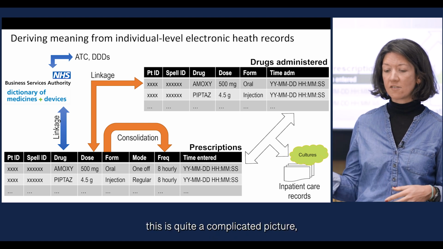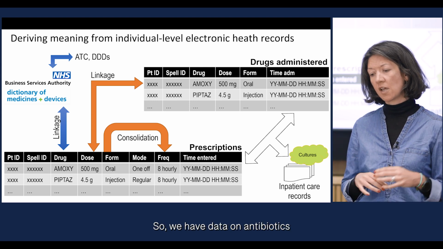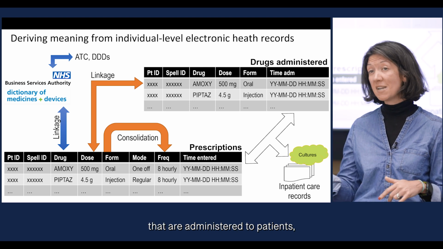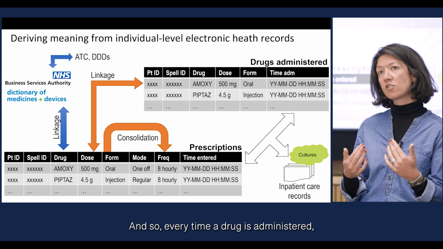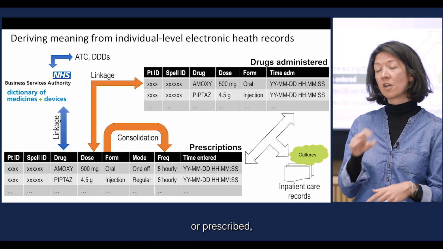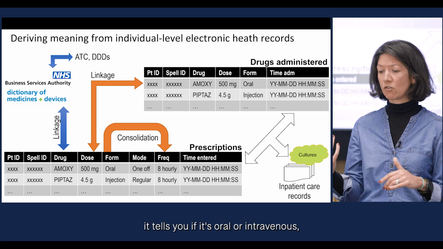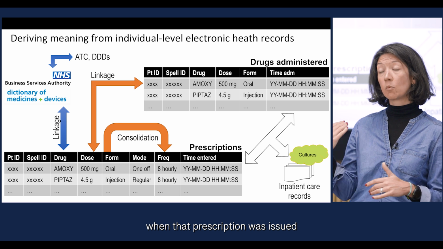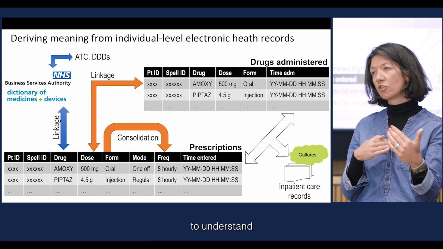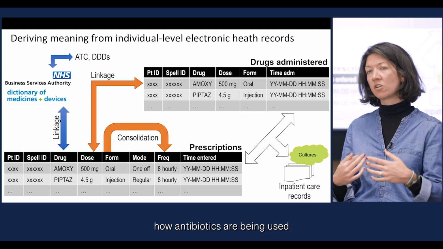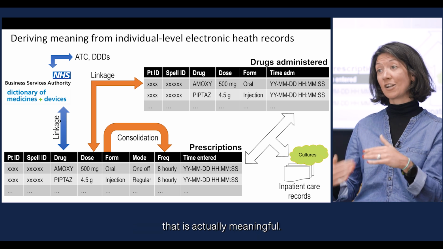This is quite a complicated picture, but what it shows is the two sources of information that we have to work with. We have data on antibiotics that are administered to patients, and we also have data on antibiotic prescriptions. Every time a drug is administered or prescribed, we have a record. It tells you the drug, the dose, whether it's oral or intravenous, and when that prescription was issued or the drug was dispensed. That's fine, but if you want to understand how antibiotics are being used and where the opportunities for improvement might be, you need to convert that into something that is actually meaningful.